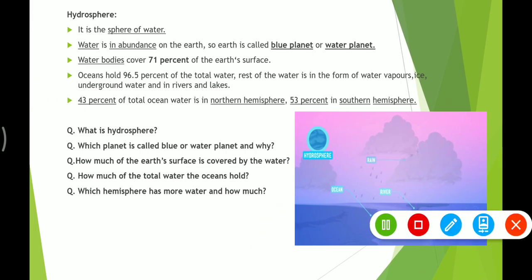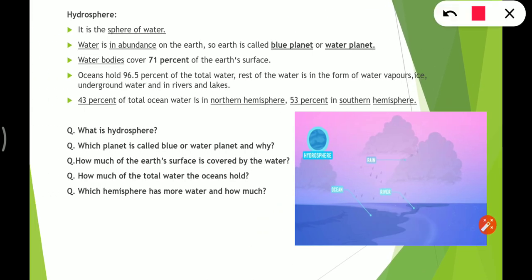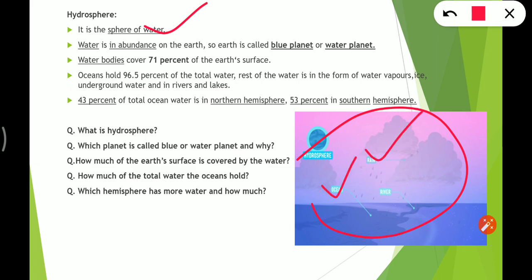Now here we have hydrosphere. You can see here, this picture is about hydrosphere. Every single drop of water is included in this sphere. So this is the sphere of water, and you can see the water that is in the rain, in the ocean, in the river, under the earth, and in the form of ice, water vapors, that all is hydrosphere.